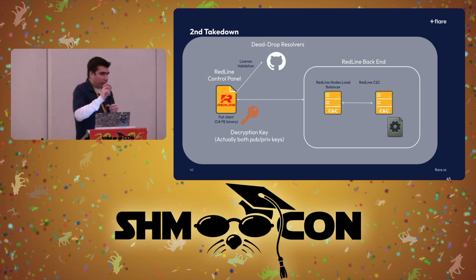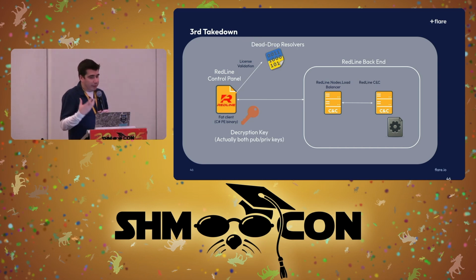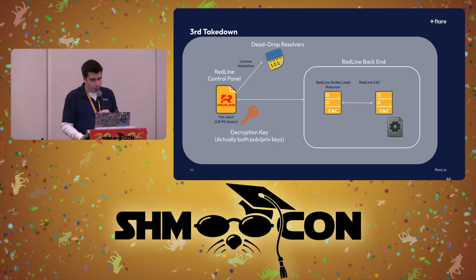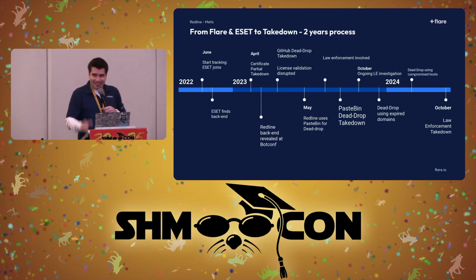Now, with customers mad at you, they reacted really quickly this time. They rebuilt a version using Pastebin as a dead drop resolver instead. I guess they hoped that Pastebin would collaborate less, which turned out not to be the case. So we were able to take it down again over there. So the whole timeline is around May 2024 regarding GitHub and Pastebin being taken down.